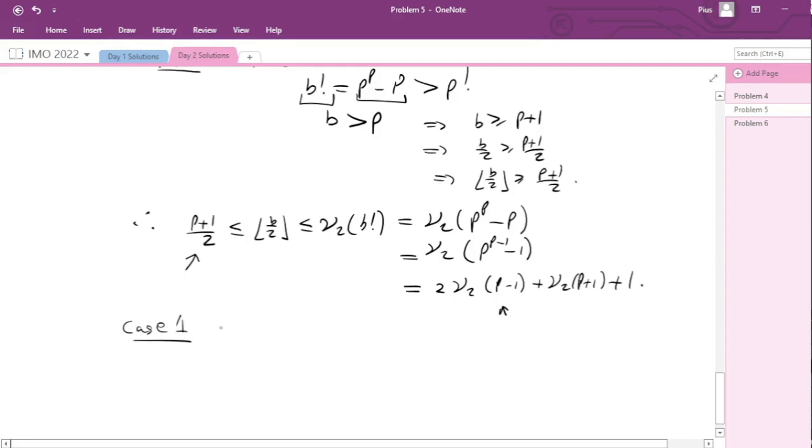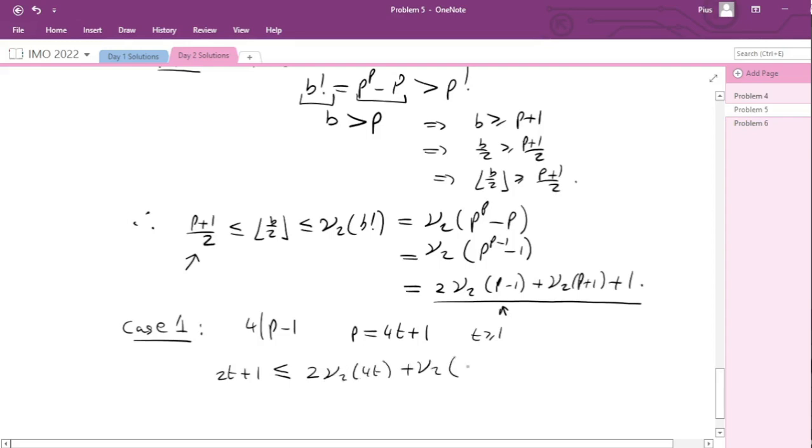So we have case 1. In this first case, let's say 4 divides P minus 1. Okay. So this means that P can be written as 4T plus 1, and T has to be greater than or equal to 1 since P is at least 5. And from that, we can simplify what we have above. So we have that P plus 1 over 2 will simplify to 2T plus 1. And on the other end here, we have the values of 4T and 4T plus 2 plus 1.